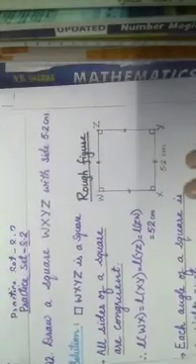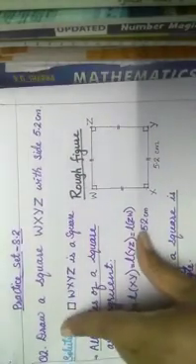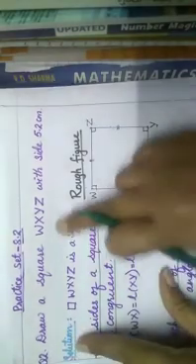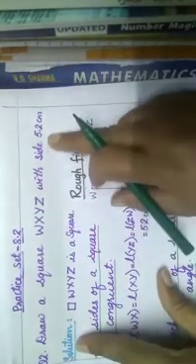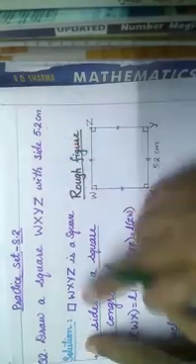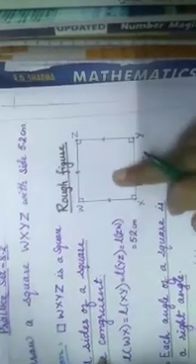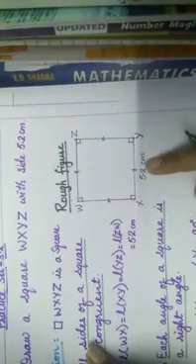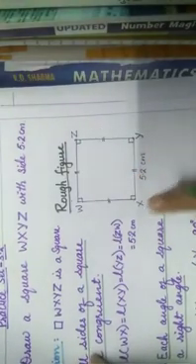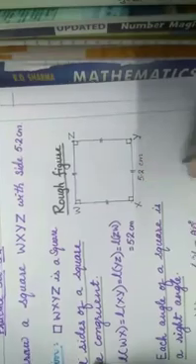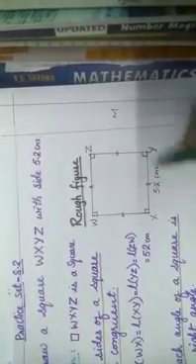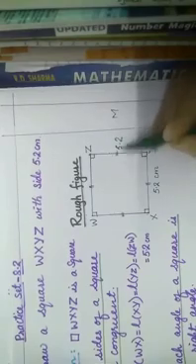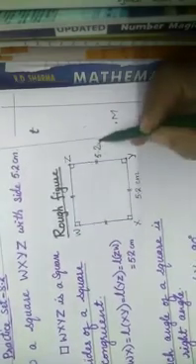Let us see same practice set 8.2 question number 2. Draw a square WXYZ with side 5.2 cm. Here also you have to draw a rough figure. All sides are equal because square has all sides equal. So WXYZ I have drawn. Now the side is given as 5.2 centimeter. So each side is 5.2 centimeter. So in rough figure also you can show these segments.